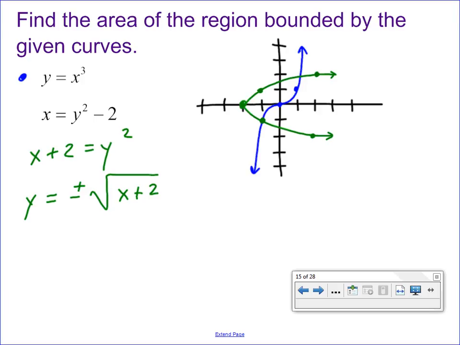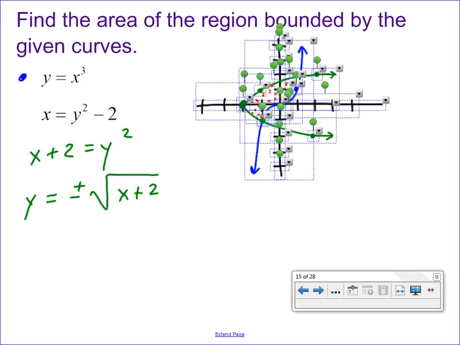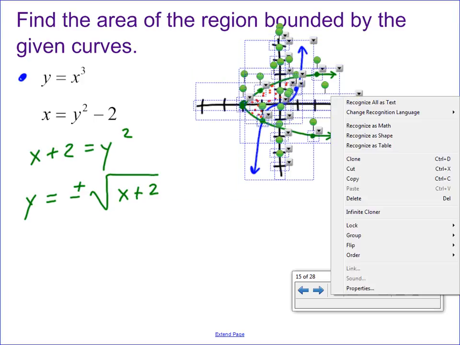Where's our region? In between the right-facing parabola and the cubic function, it looks like. Is that what you guys are getting? All right, decision time. Go ahead and decide with your partner this time what makes the most sense. Be ready to share with the whole class.